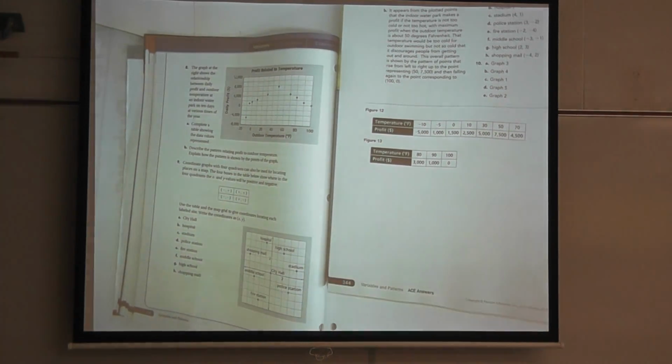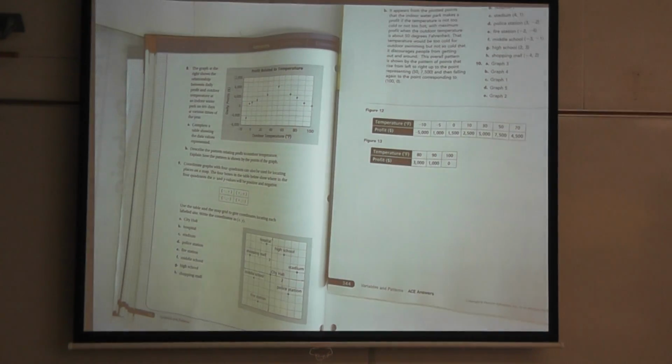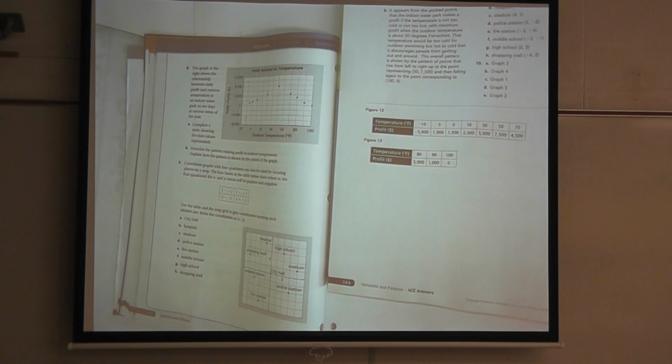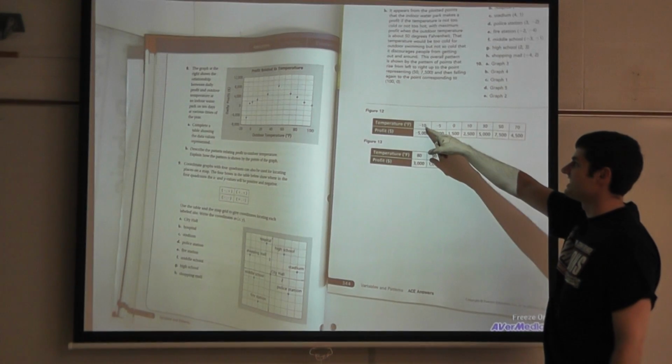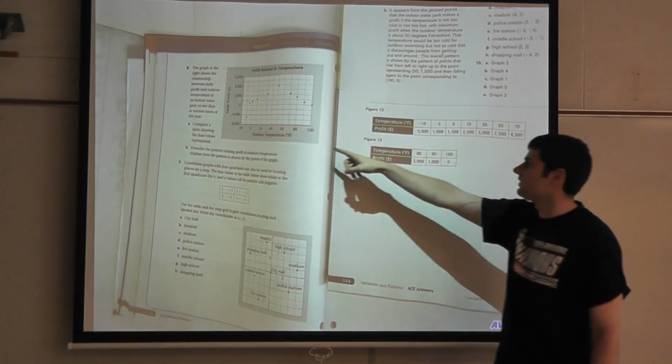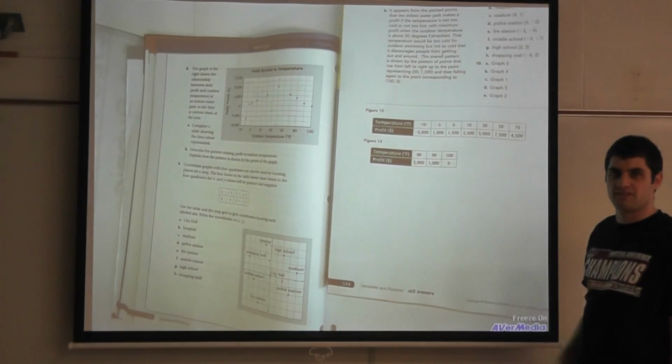Okay, we're going to take a look at Figures 12 and 13 here on the side. Again, this would be similar to what you've created at home. You should have noticed negative 10 degrees from that graph over there, so I know it's going to be a profit of negative 5,000.